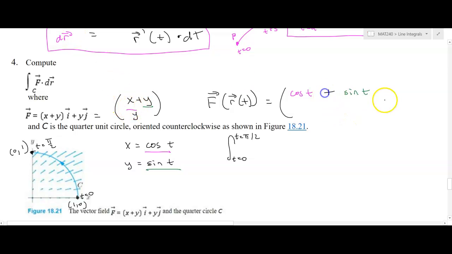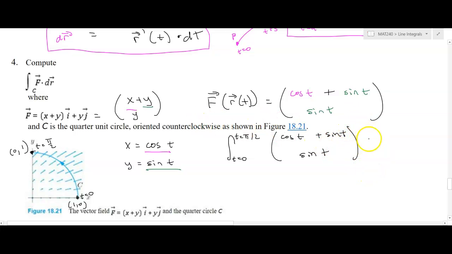I'm going to add these two things together, and then now my second component of my force vector is simply the y value, which is sine of t. I now have my force vector converted to units of time. And the reason I can do that is because, yes, your force vector depends on where you are positionally, but your position depends on how much time has passed. So our vector here will be cosine t plus sine t, sine of t, multiplied by the r prime vector.